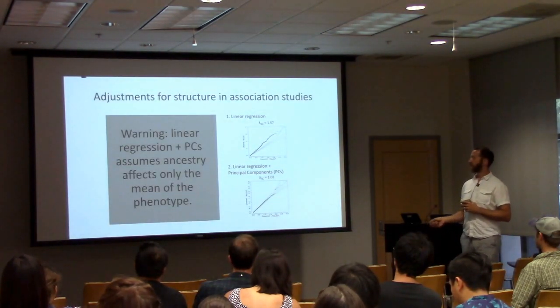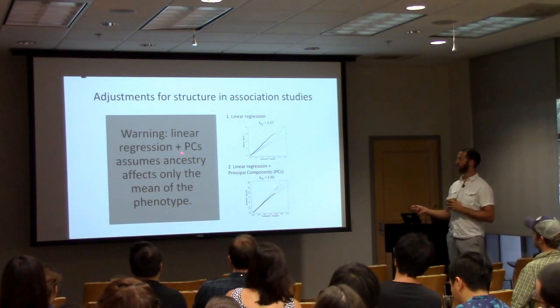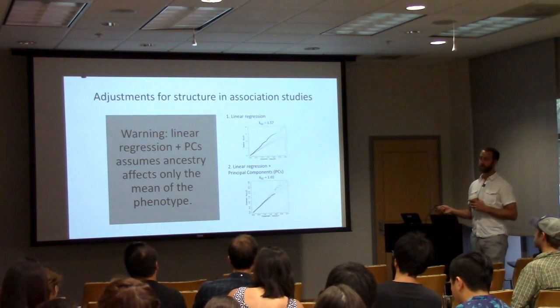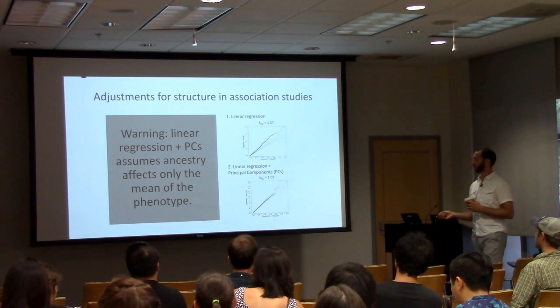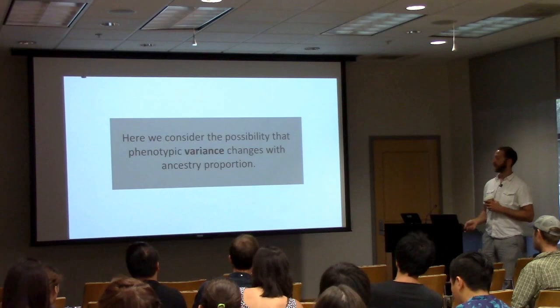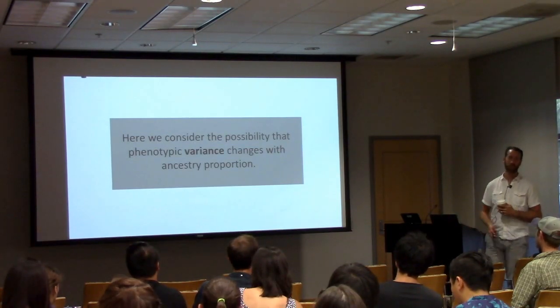And so the warning here is that linear regression with PCs assumes that ancestry, or the PCs, only affect the mean of the distribution and not the variance of the distribution. And so we want to consider the possibility that variance changes with ancestry proportion or with the PC.